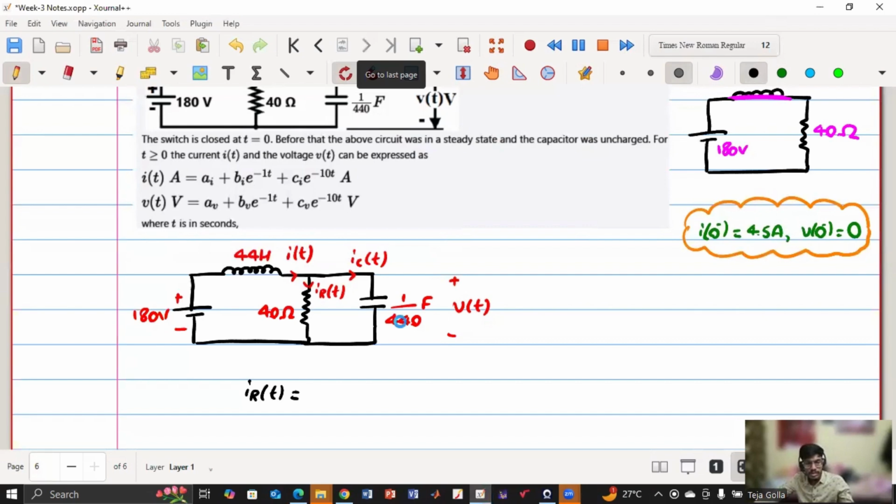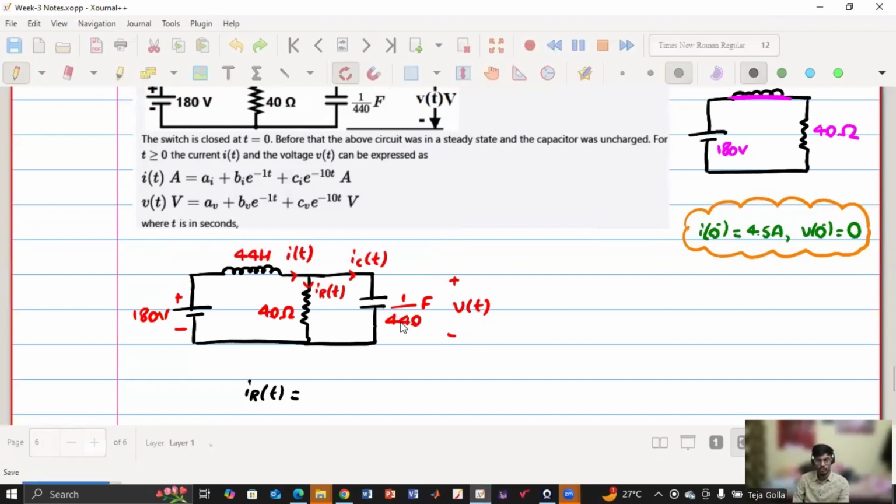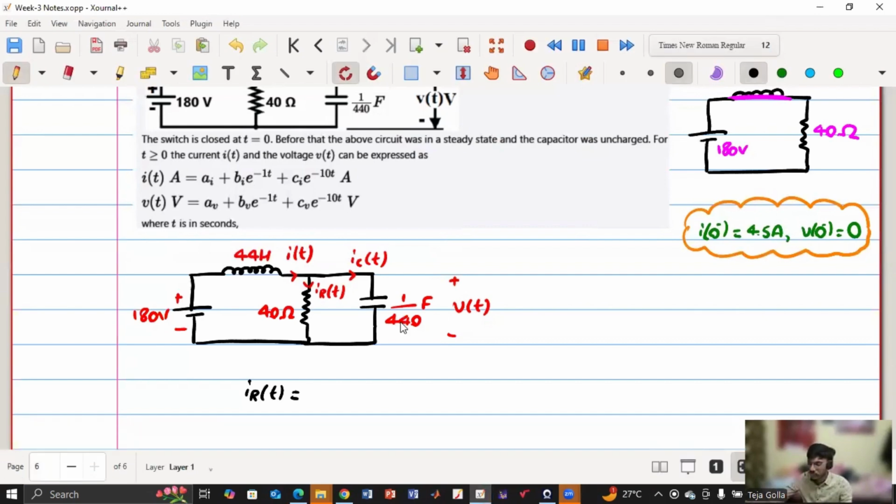So can someone tell me what is IR of t in terms of V of t and what is IC of t in terms of V of t? No, I don't want it in terms of I of t or IC of t. I need it in terms of V of t. So this is V of t, which is the voltage across the capacitor. I need IR of t and IC of t in terms of V of t.